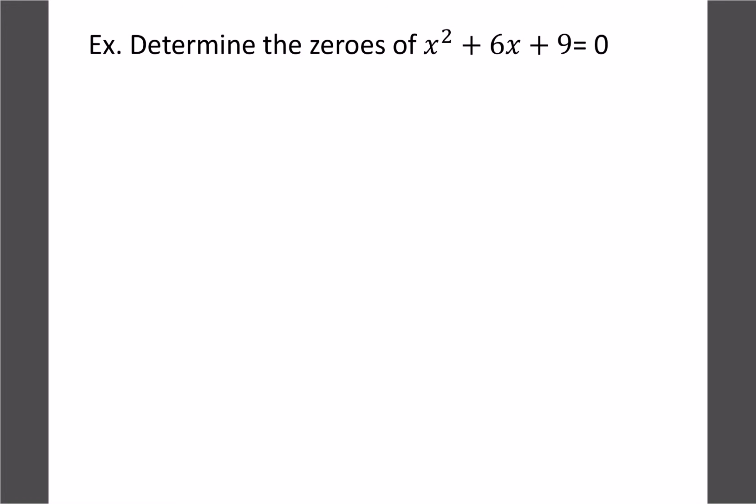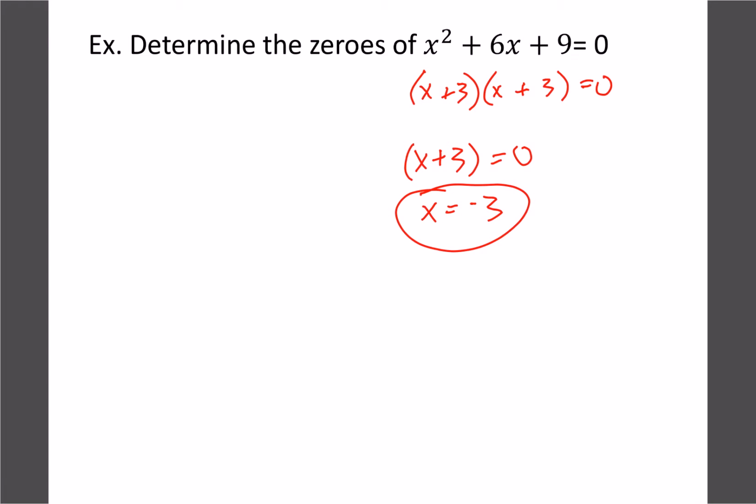Okay, here's another one. So our two factors in this case will have x and x. What times what is 9? So let's try 3 and 3. Do they add up to 6? Yes, if they're both 3. So you can see we actually get two factors exactly the same. So if we make one of them equal to 0, we would get negative 3. So in this case, we actually only get one solution.